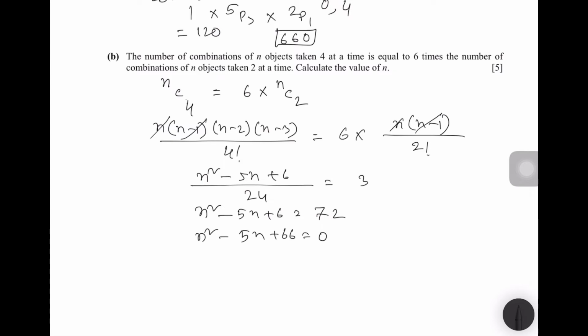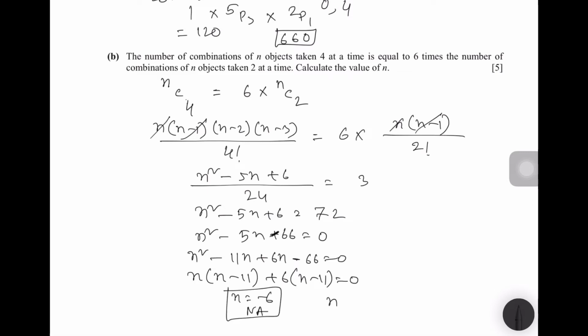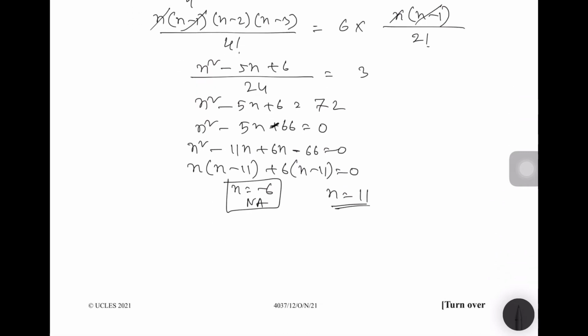So let me simplify. n square minus 11n plus 6n minus 66 equals 0. n common, n minus 11, 6 common, n minus 11 equals 0. So n equals minus 6, which is not acceptable because n cannot be negative, and n equals 11. So that's the answer.